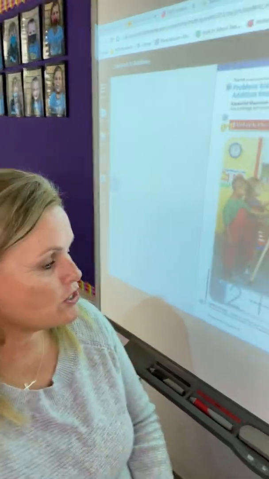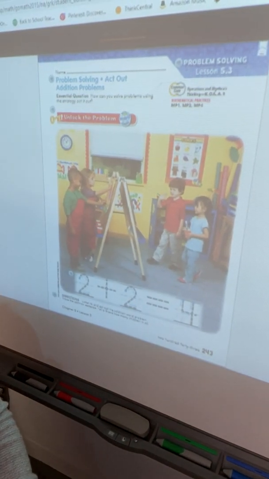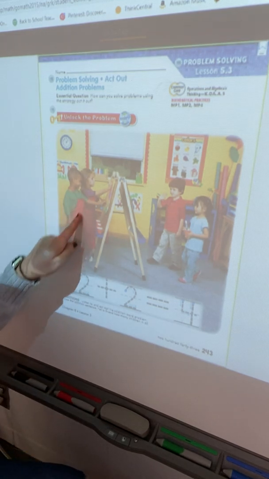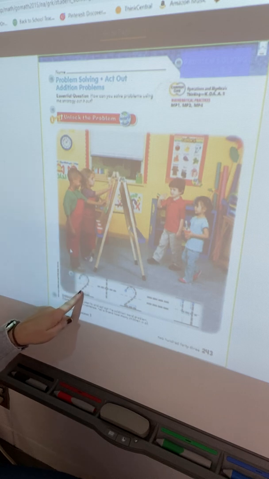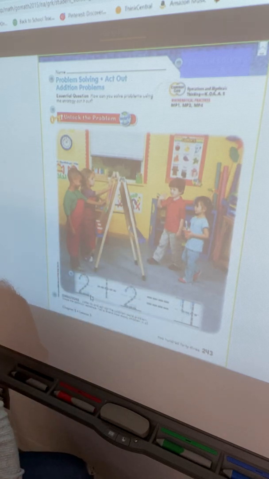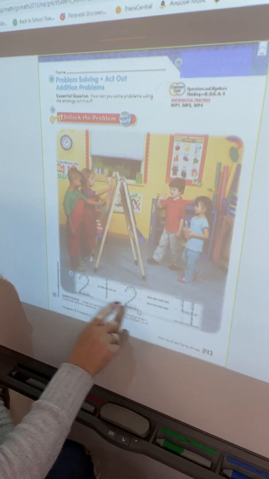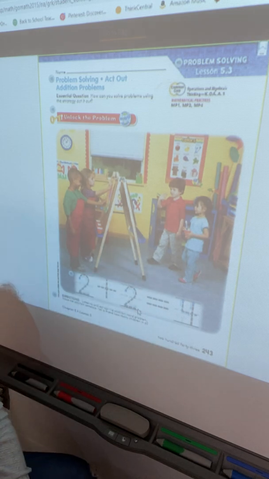5.3 on page 243. Let's go ahead and get started. These kiddos are in a classroom and two of them are already painting. 2. So go ahead and trace that 2. Plus, 2 more friends want to come over and join their painting as well. They're going to paint on the other side of the easel. So they have 2 more friends coming. If we had 2 friends and 2 more come along, how many friends do we have all together?